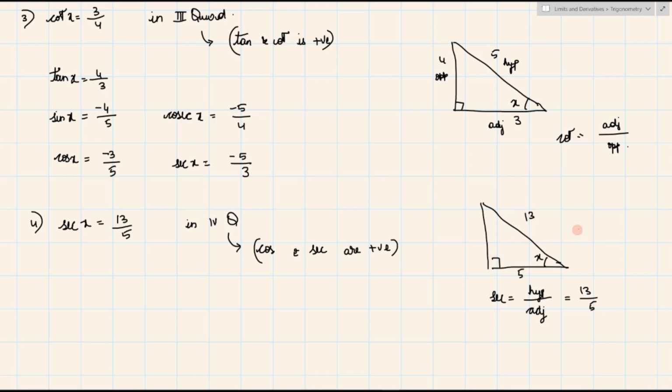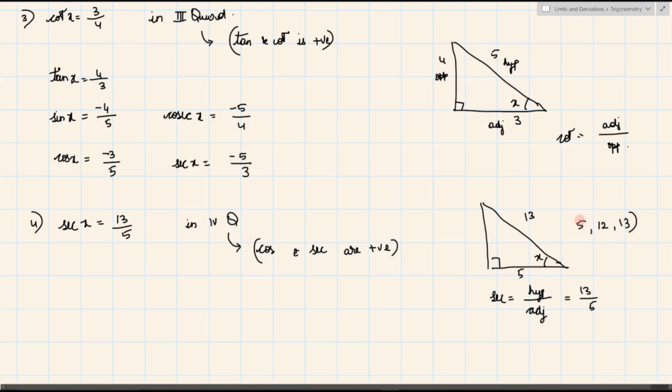Okay, so we know that 5, 12 and 13 is a Pythagorean triplet. So the opposite side would be equal to 12. We know that cos x is nothing but the reciprocal of secant, that is 5 by 13, and we'll have sin x equal to minus, because we are in the fourth quadrant, opposite that is 12 divided by hypotenuse 13, and cosecant x is nothing but the reciprocal of sin, that is 13 divided by minus 12.